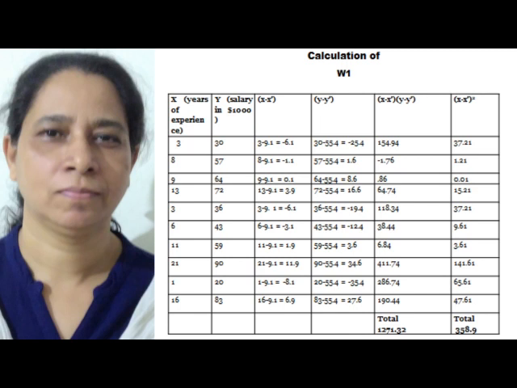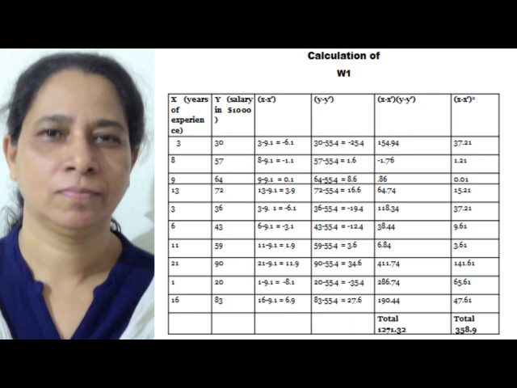From the table, the first column contains x, years of experience, and y, salary in $1,000. In the third column we are computing x minus x dash. We know that x dash is equal to 9.1. So for the first tuple, x minus x dash is equal to 3 minus 9.1, which is equal to minus 6.1. And for the next tuple, it is 8 minus 9.1, that is equal to minus 1.1, and so on.